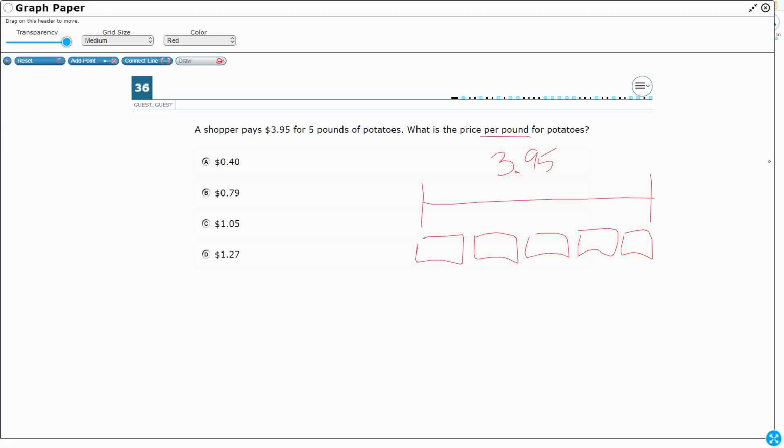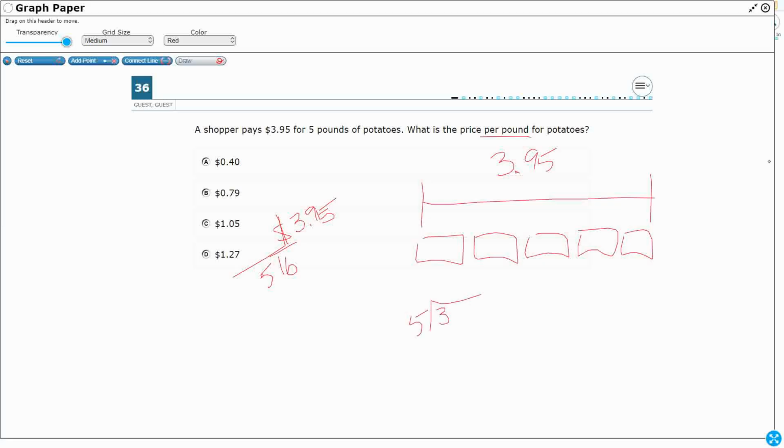So I'm looking at a ratio. So look at that. They give you price per pound. I use LB for pound. So what are the prices? Well, I've got $3.95. And they've got 5 pounds, right? So look, that's all we're going to do. We're going to take our 395, we're going to cut it into 5 equal chunks.